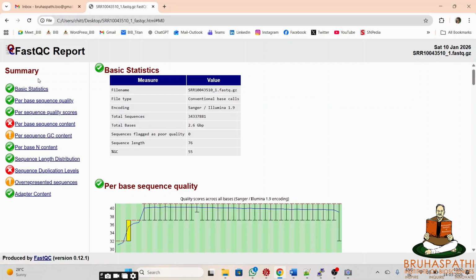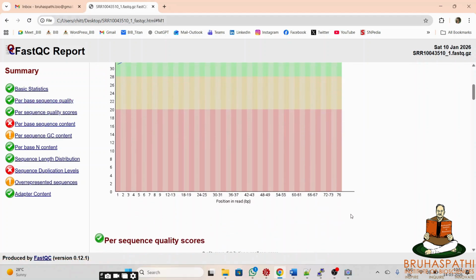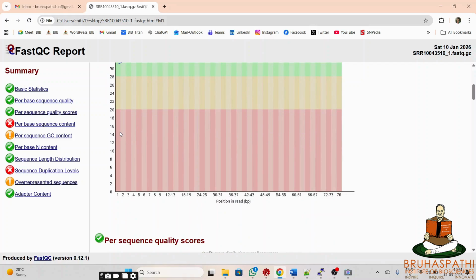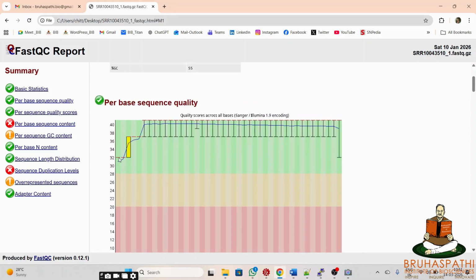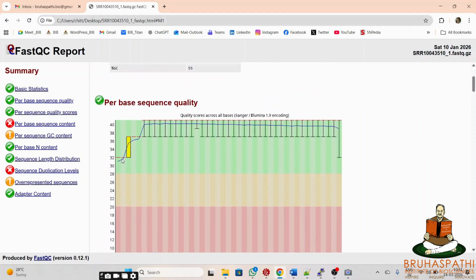This is the HTML file. This is how it looks. The basic statistics, and the first parameter is per base sequence quality. What does it determine? Across the length of the sequence, for all the bases, what is the average quality? For example, if there are 1 lakh sequences, at the first position of each of the 1 lakh sequences, what is the average quality? The quality is 32 standard. There is no deviation. At the second position, the average quality is 32.